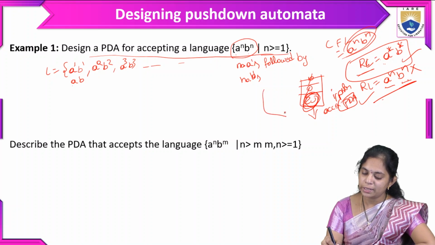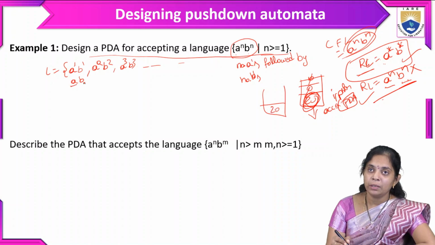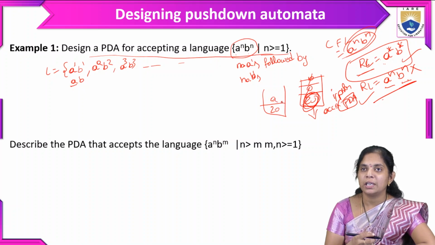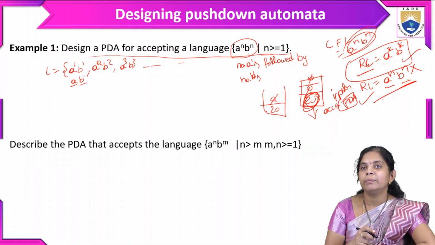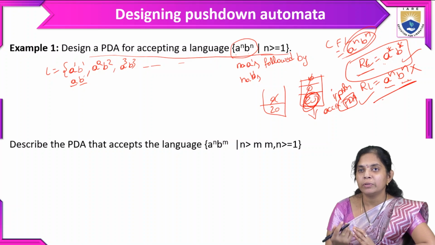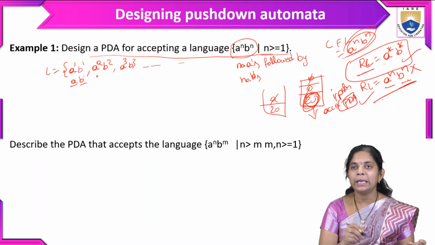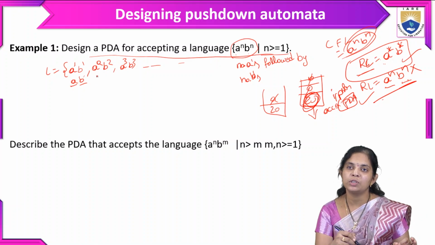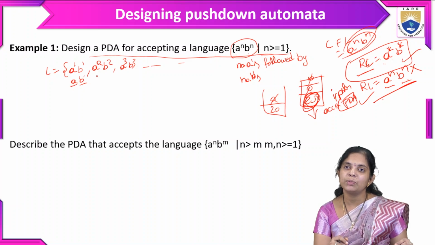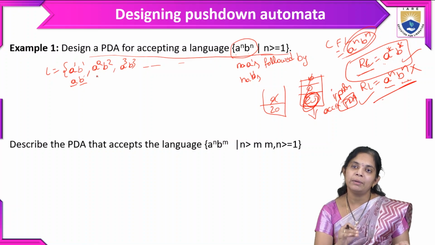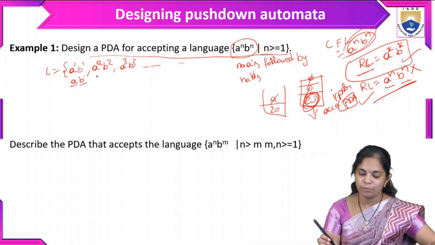Here we require the stack. Initially we write Z0. If we read A, we need to push the value into the stack. If we read B, we need to pop the A value. That is because we can count the number of A's and the number of B's. We need to check the number of B's against the number of A's: however many A's we enter, we need to pop that many while reading B. That is the logic we need to follow for the construction of the pushdown automaton.